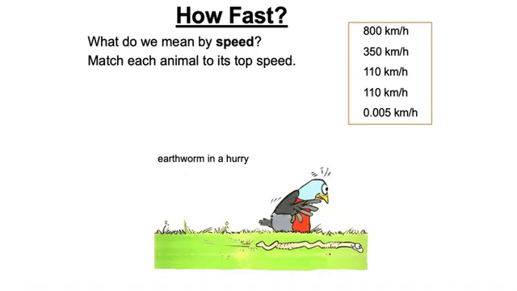Okay. An earthworm in a hurry, being chased by, is that a robin? I don't know. Some kind of bird. Although the bird doesn't actually look like it's even seen the worm there. I don't know what's going on. Okay, but how fast can it go? 0.005 kilometers an hour. Did you get that one? Okay, so not as fast as a cheetah, surprisingly.